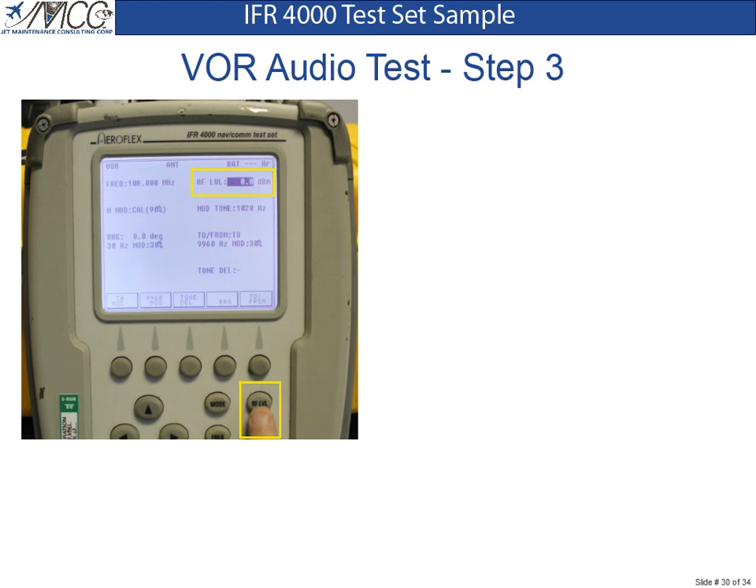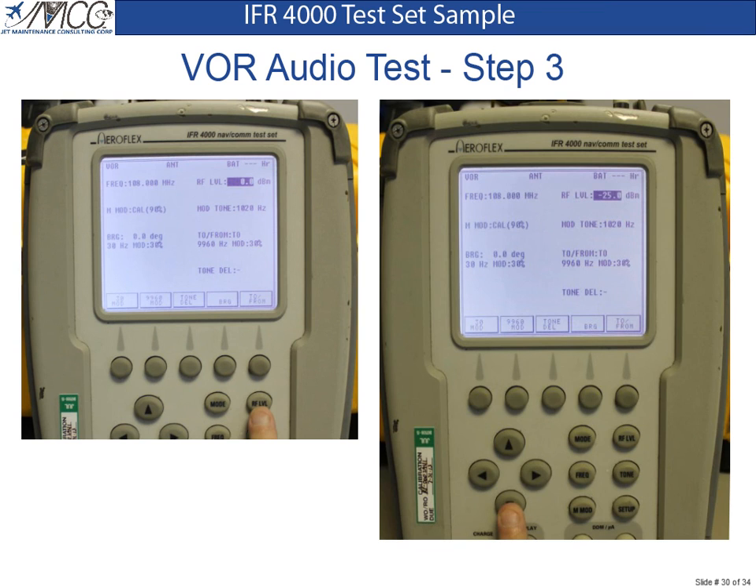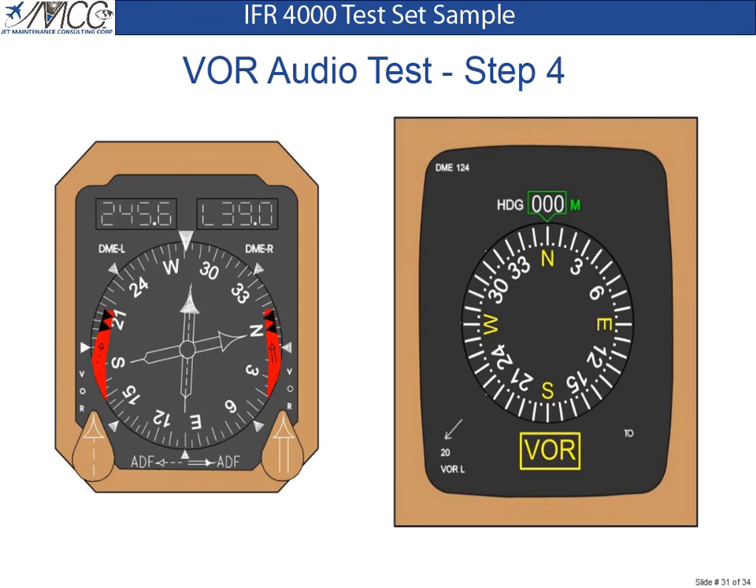Then select the RF level field with the RF level key on the test set. Use the down button to decrease the RF level setting. The audio tone should start to fade. Note, the further the test set is from the VOR antenna, the quicker the tone will begin to fade. As the audio tone fades away, VOR flags should appear in the RMI and the HSI. This will conclude the VOR audio test and VOR testing as a whole.